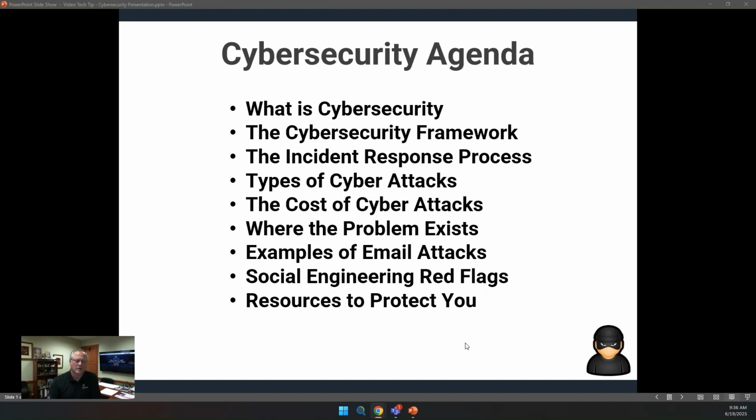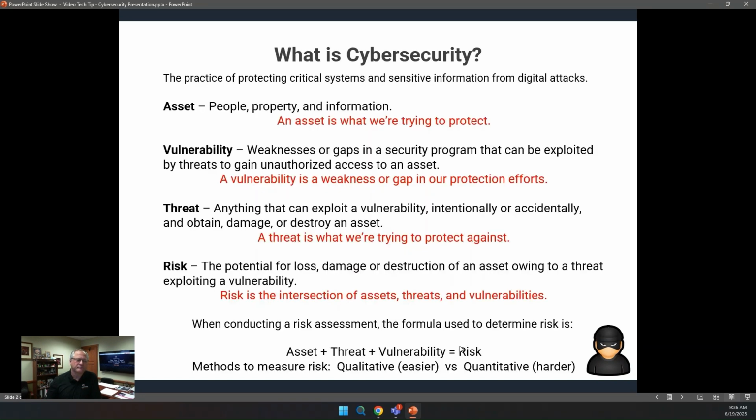Let's start with what is cybersecurity? It is the practice of protecting critical systems and sensitive information from digital attacks. The asset is the people, property, and information that we're trying to protect.